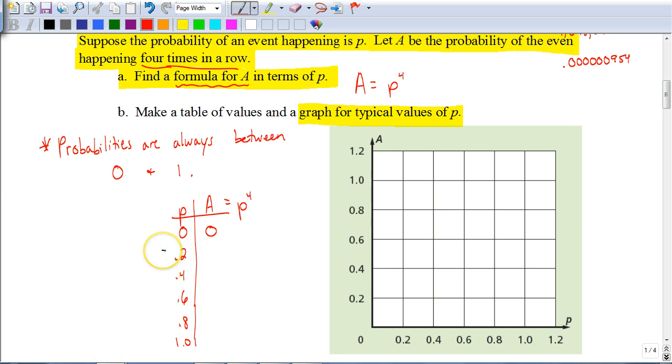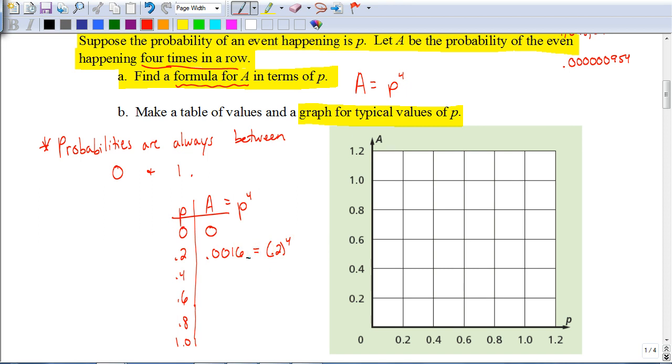0.2 means that the probability of the event happening just 1 time would be 0.2, or a 20% chance if you put it in terms of percents. We want to figure out what the probability of it happening 4 times in a row would be. So I would take 0.2 to the 4th power. Well, 0.2 to the 4th power is 0.0016. Okay, so that's how we got that.